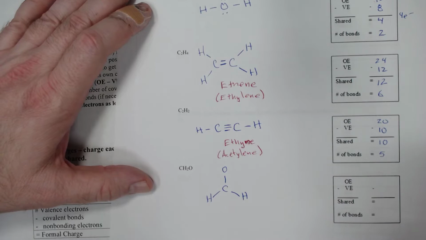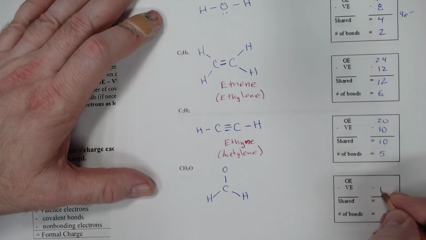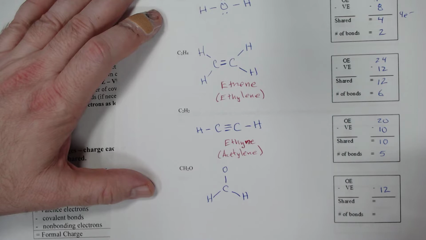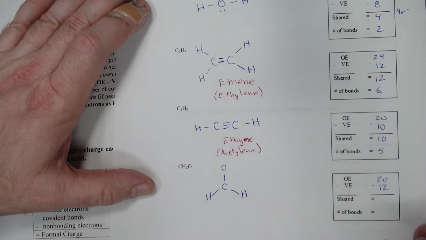Let's count up the valence electrons. So 1, 1, 4, and 6. That gives us 12. For octet electrons, 2, 2, 8, and 8. That gives us 20. We don't have 20 electrons. We only have 12. So we'll take the difference.